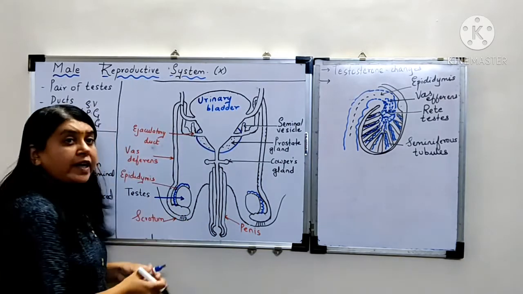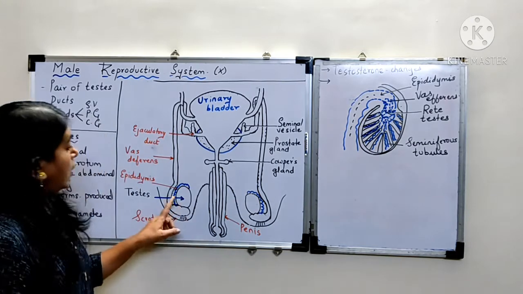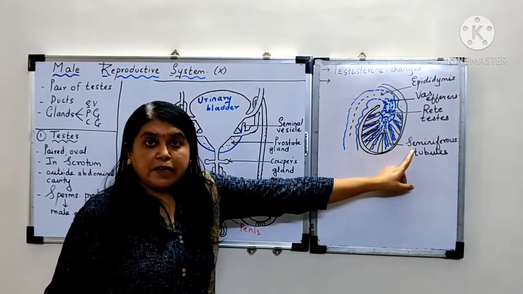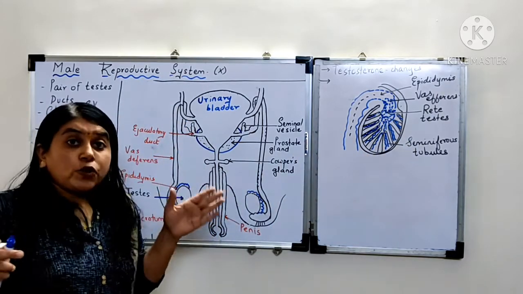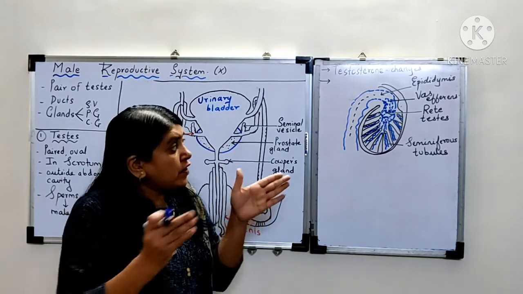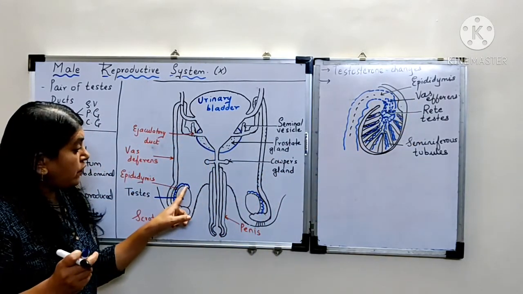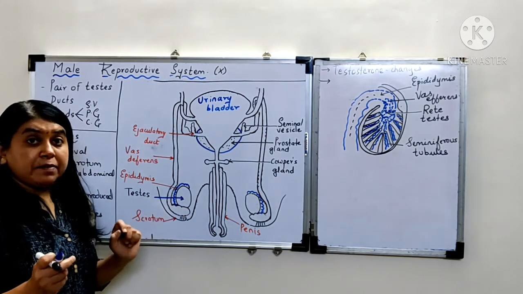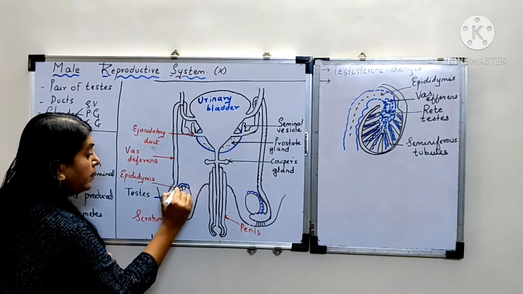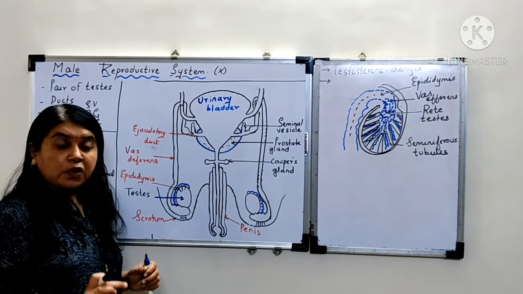Alright, so now you can look at this diagram. This is the testes. Inside the testes there are seminiferous tubules. They will join to form a network called the rete testis. Rete testis further converge to form vas efferens, and vas efferens opens here in the epididymis. So this structure we have enlarged and shown over here, right?